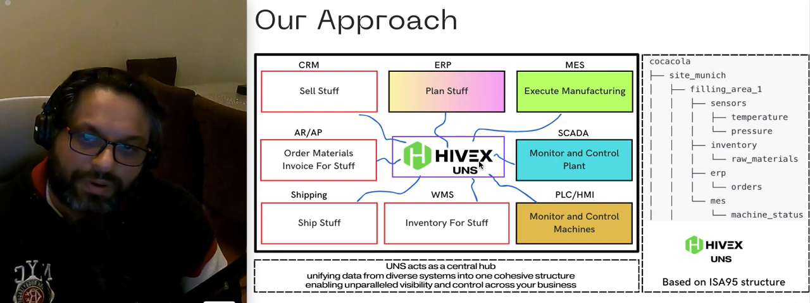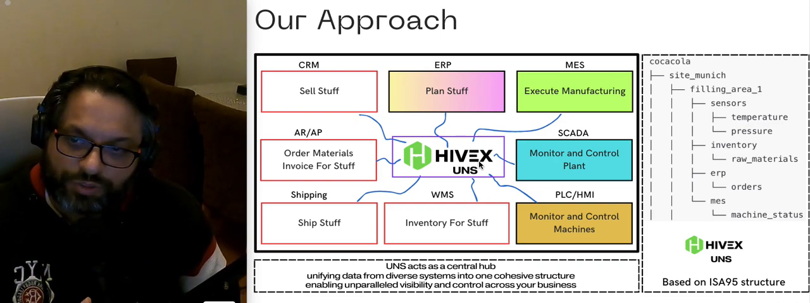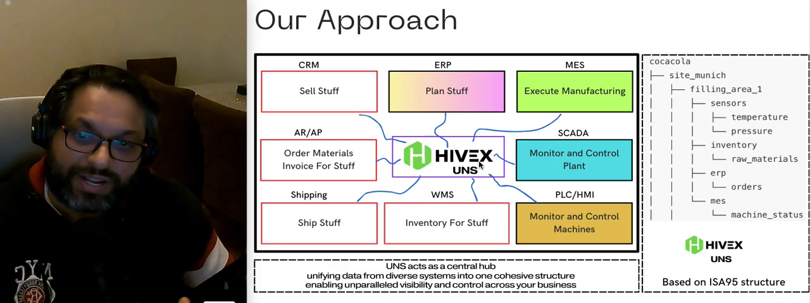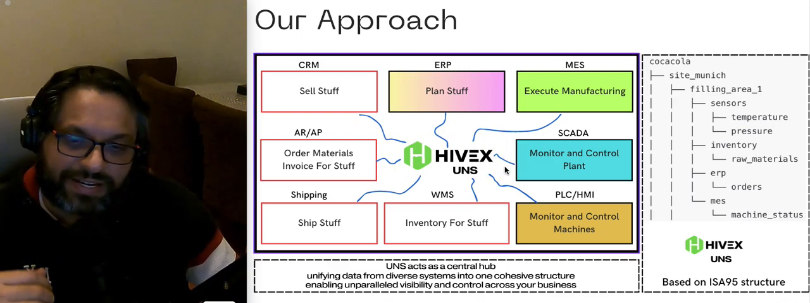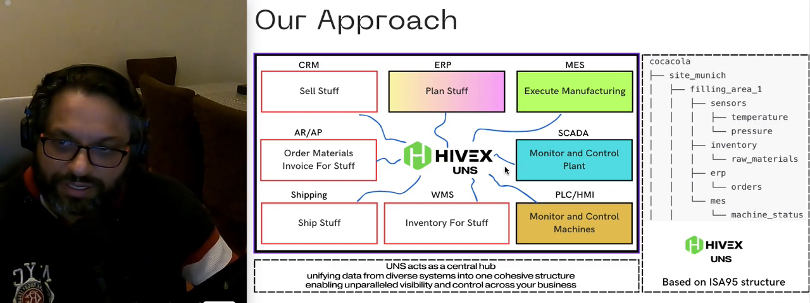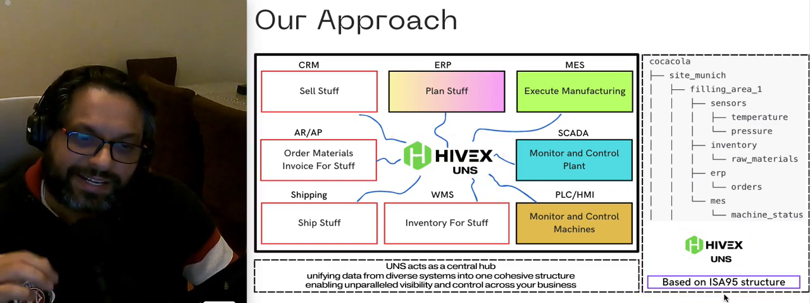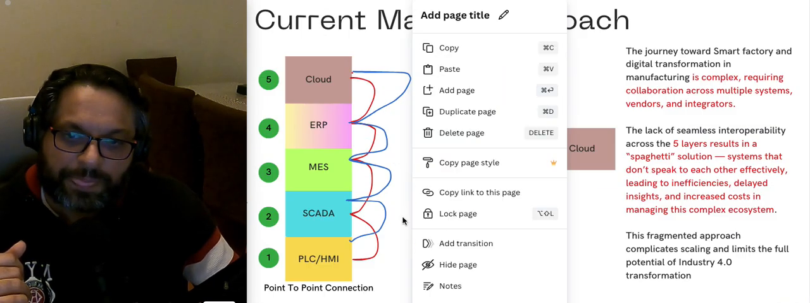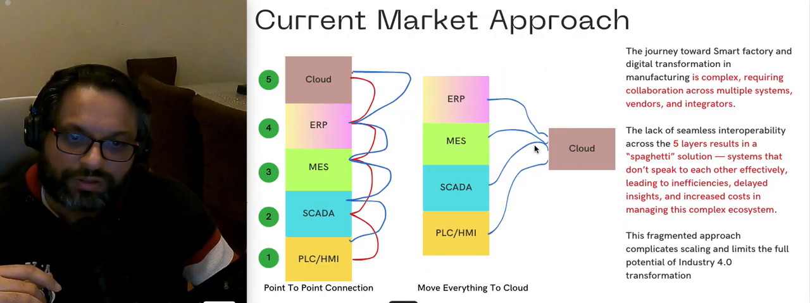So what we have come up with is a data platform which we call HiveX UNS, and this is the one-time integration of the digital foundation you need to set, where you connect all of these systems. Behind the scenes, think of it as a Google Drive for your business, and it's based on the ISA 95 structure. Again, we follow the same standard, but take a different approach to how it's done.